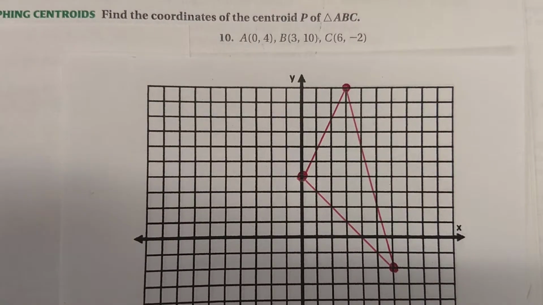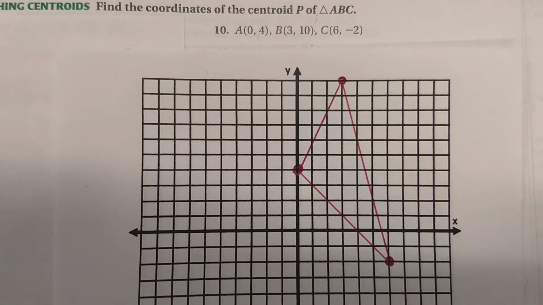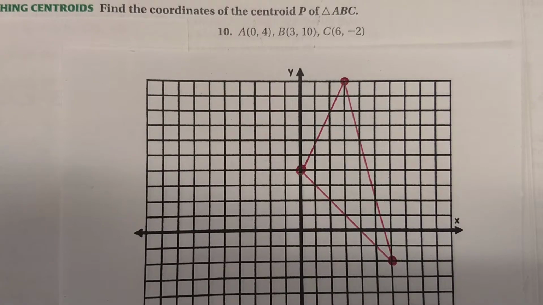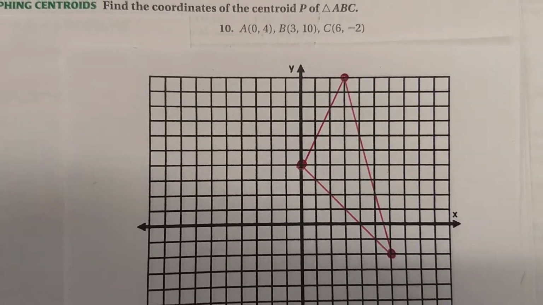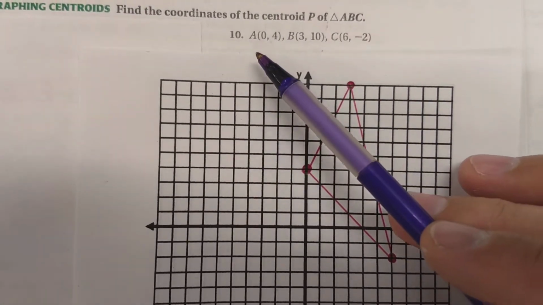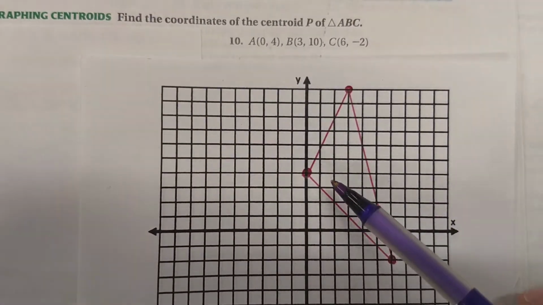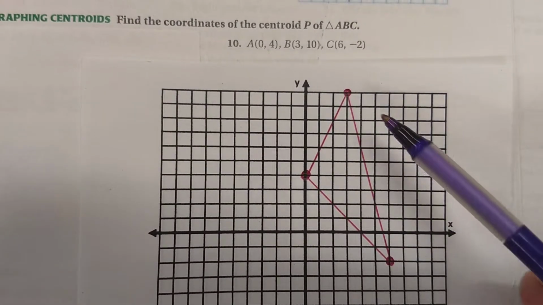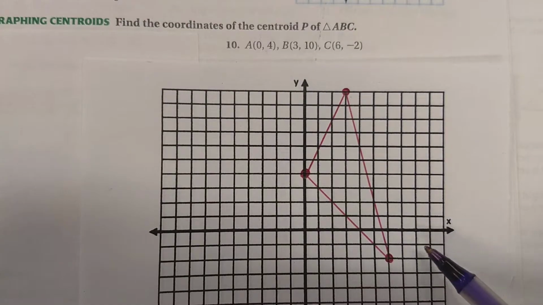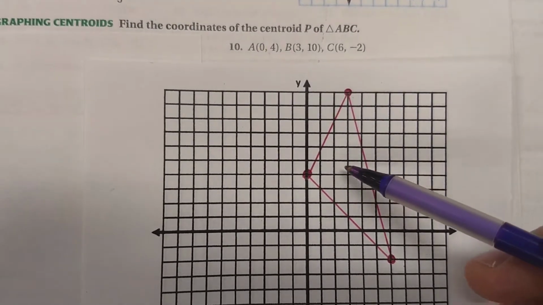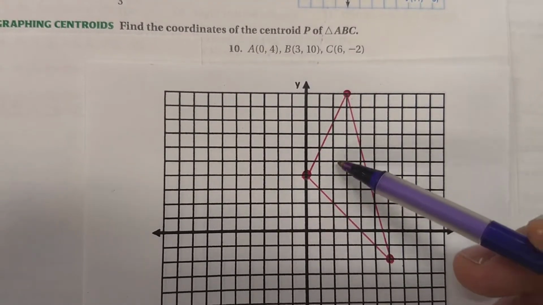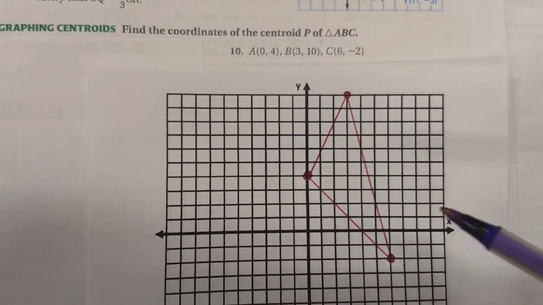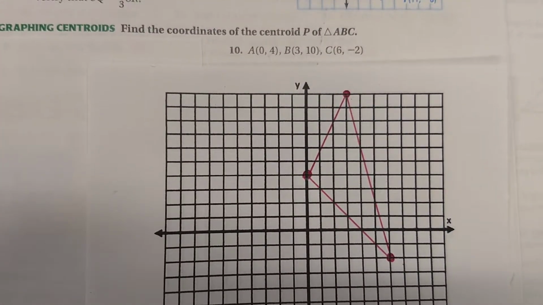Number 10, we are trying to graph centroids by finding the coordinates of the centroid of a triangle. And so we've been given 3 points, the vertices of the triangle. A is at 0, 4, I've graphed it here. B is at 3, 10, and C is at 6, negative 2. And so our centroid needs to be centrally located. It's going to be somewhere in there. How can we find the coordinate of that centroid?